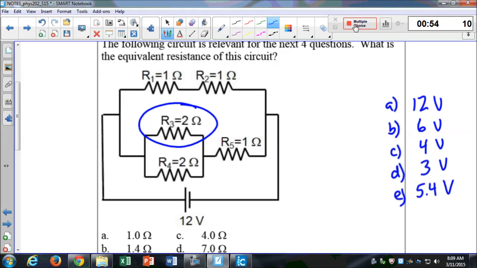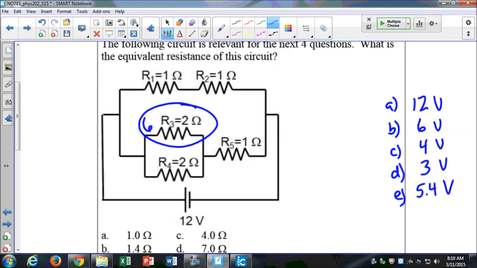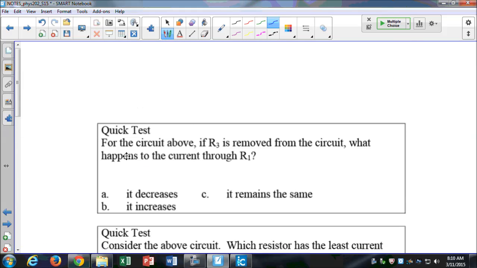If you're not sure, I have a couple people who don't have the right answer. You ask your neighbor. I'll stop at 1 minute. Very good. 6 is the right answer, so I have 6 volts here. I'm going to come back. I'll show you the right answer, how to do this in just a second. I think I had another question.